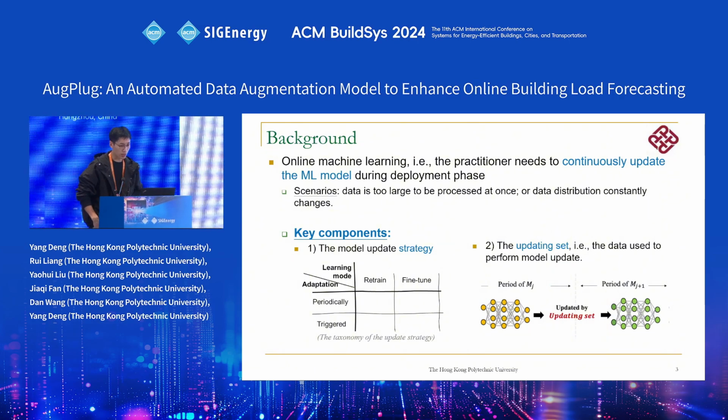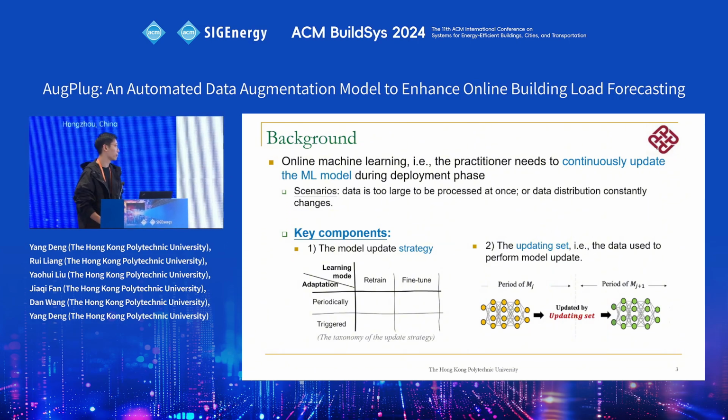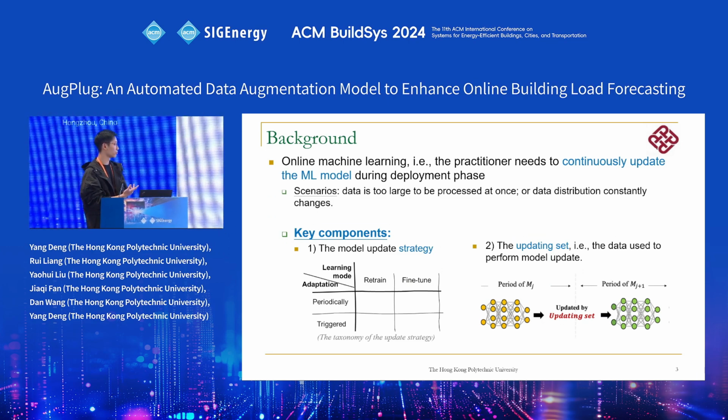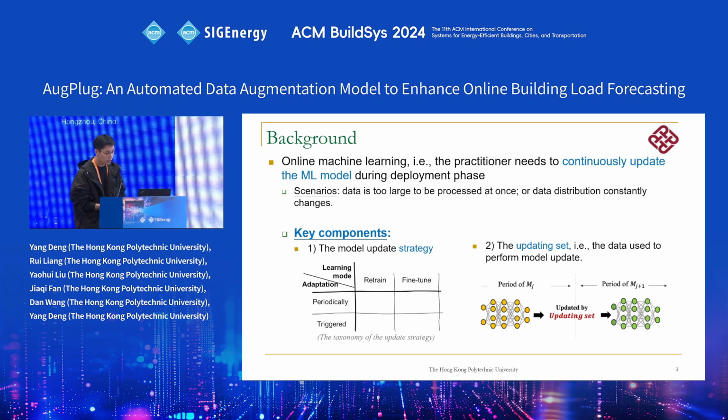There are two key components in online machine learning. The first one is the model update strategy. It can be organized in two dimensions: the learning mode and the adaptation method. And the second one is the data used to update the model, which is also known as the updating set in the machine learning community.